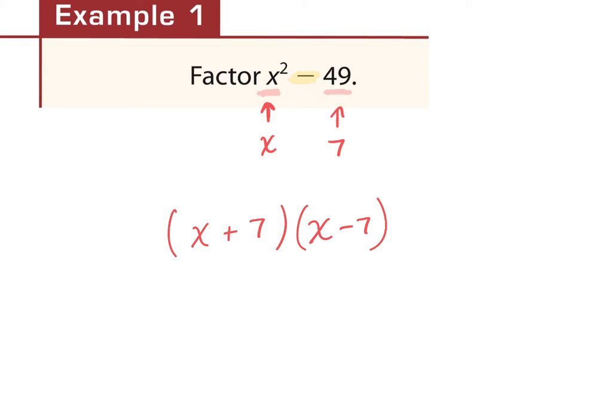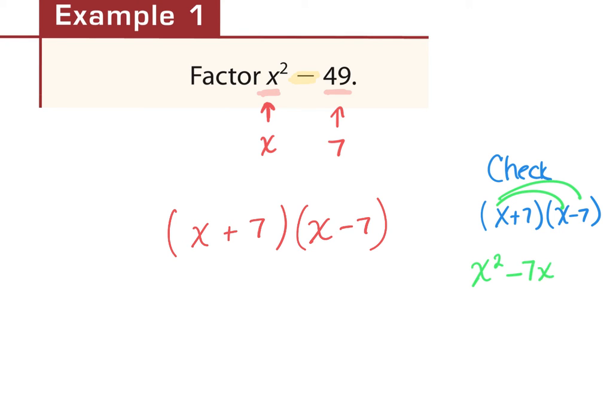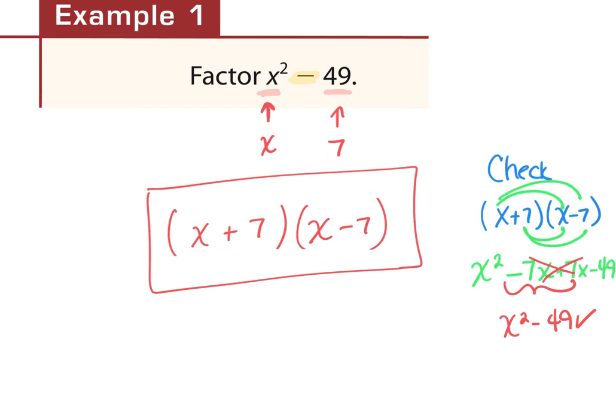Watch. So if we were to check this guy, so we're going to check him over here. We're going to do x plus 7, x minus 7, right? So x times x is x squared. X times negative 7, negative 7x. Positive 7 times x, positive 7x. Positive 7 times negative 7 is negative 49. These guys will cancel out, negative 7 and positive 7. And you get x squared minus 49, which is exactly what you wanted. So this is your answer.